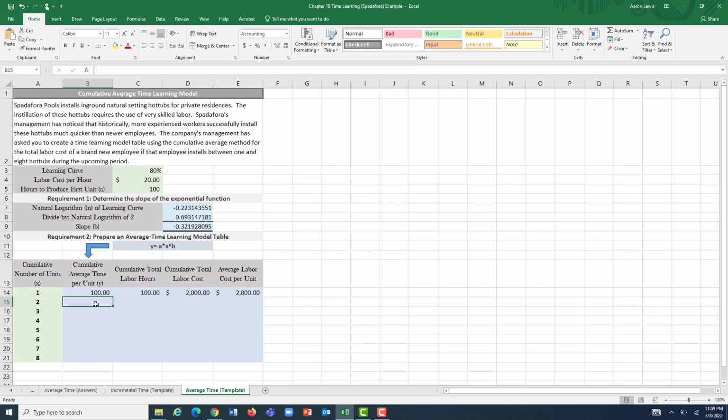For the second hot tub that we put in, we're going to use the same formula, and that is A times X to the B power. So our A, again, is still 100 hours for the first unit. We're now on our second hot tub installation, so 2 is going to be our X, to the power of our slope. And there's 80 hours again. We're good.